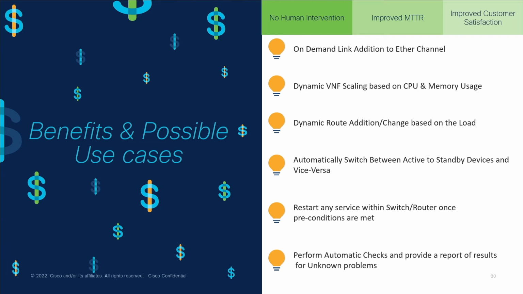And then some of the use cases like dynamic route addition, automatically switching between different routes, restarting services based on certain conditions if they are met, and performing some automatic checks. So these are some use cases, but we can extend them to anything that we are getting in our environments.